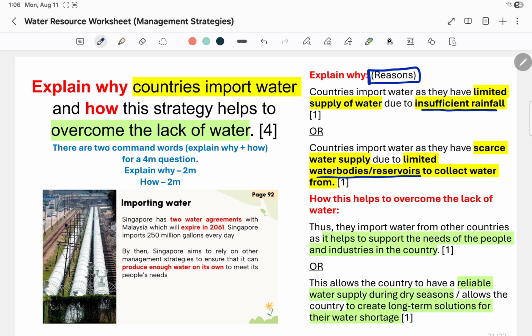For Singapore, I don't think we have a lack of rainfall. For us, we fit this. But in some other places where maybe they are in a drier area, they do need to import water because they simply do not have enough input. They simply do not have enough rainfall.